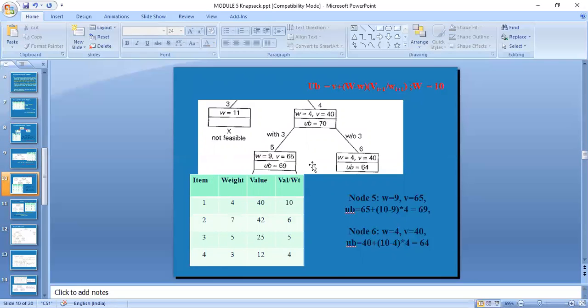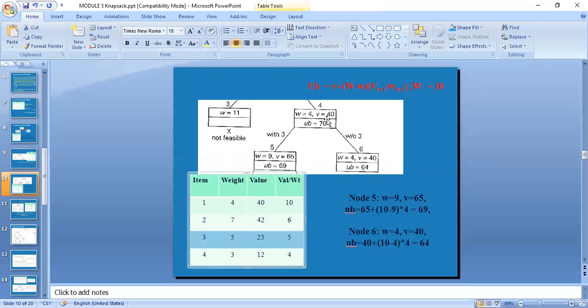Calculate the upper bound. Without item 3 indicates that you are not going to include this third item. So whatever is there in the parent node, you take it as it is. Weight is 4 and the value is 40. Calculate by using W, V and the ratio of the next item. The ratio of the next item is 4. By using it, calculate for node 5 as well as node 6 the upper bound value. Node 5 and 6, the upper bound values are calculated as 69 and 64.